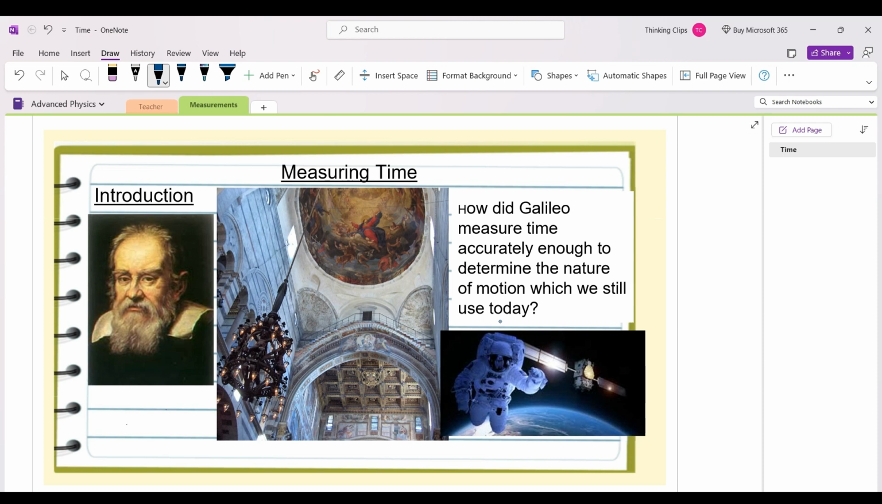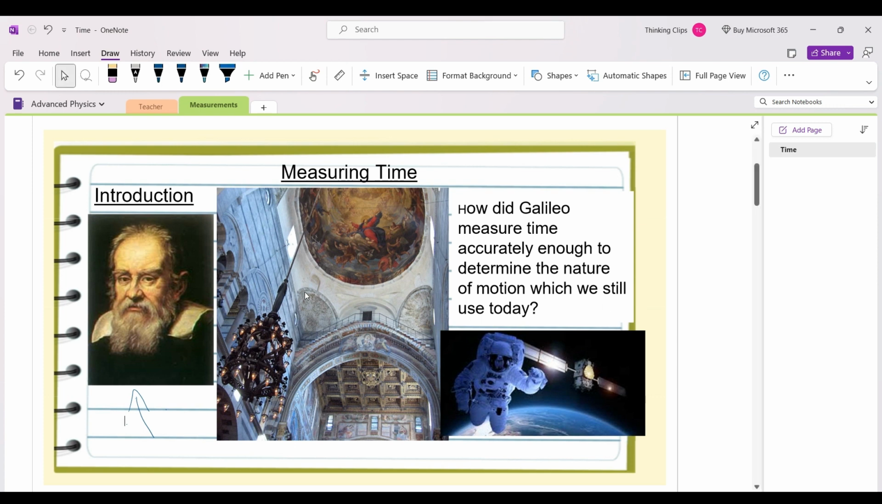Today we're going to look at measuring time. Now this gentleman here, Galileo, or Galileo if you're a Queen fan, realised that in order to understand motion, there needed to be an accurate way of measuring time. And one of the ways he did this was to look at pendulums.